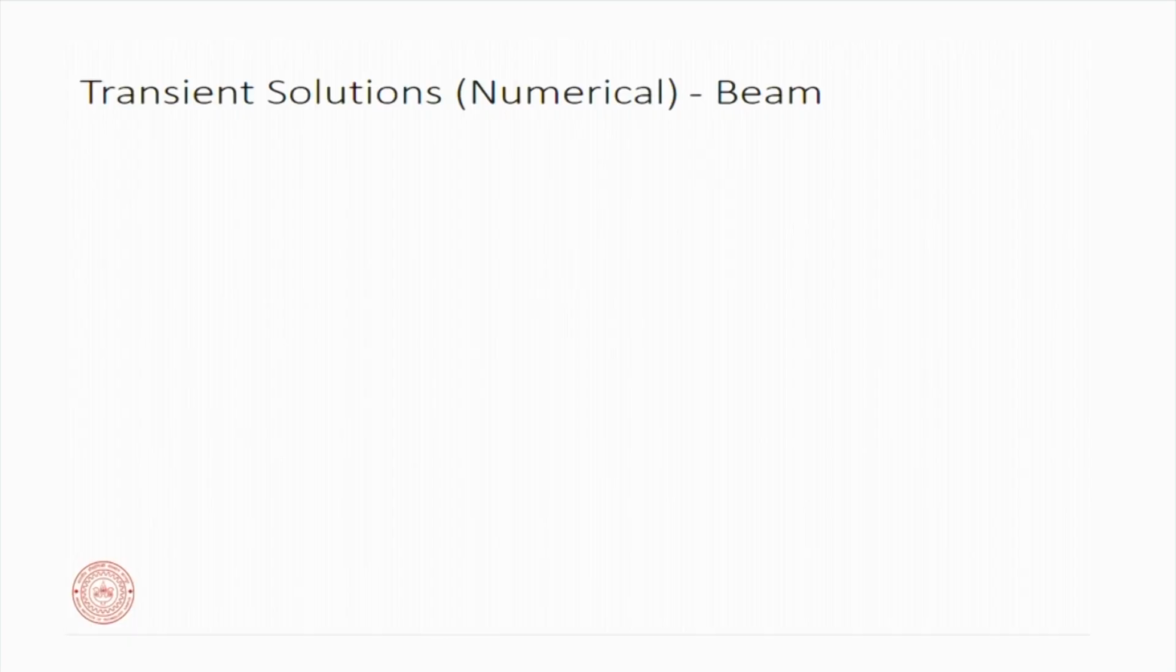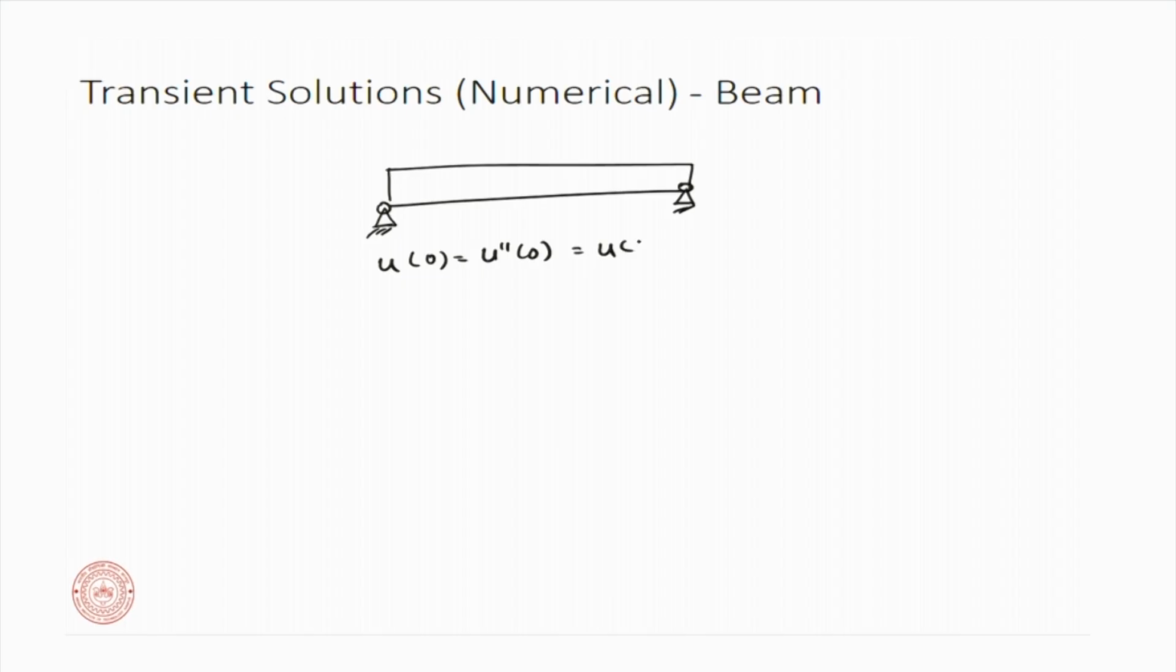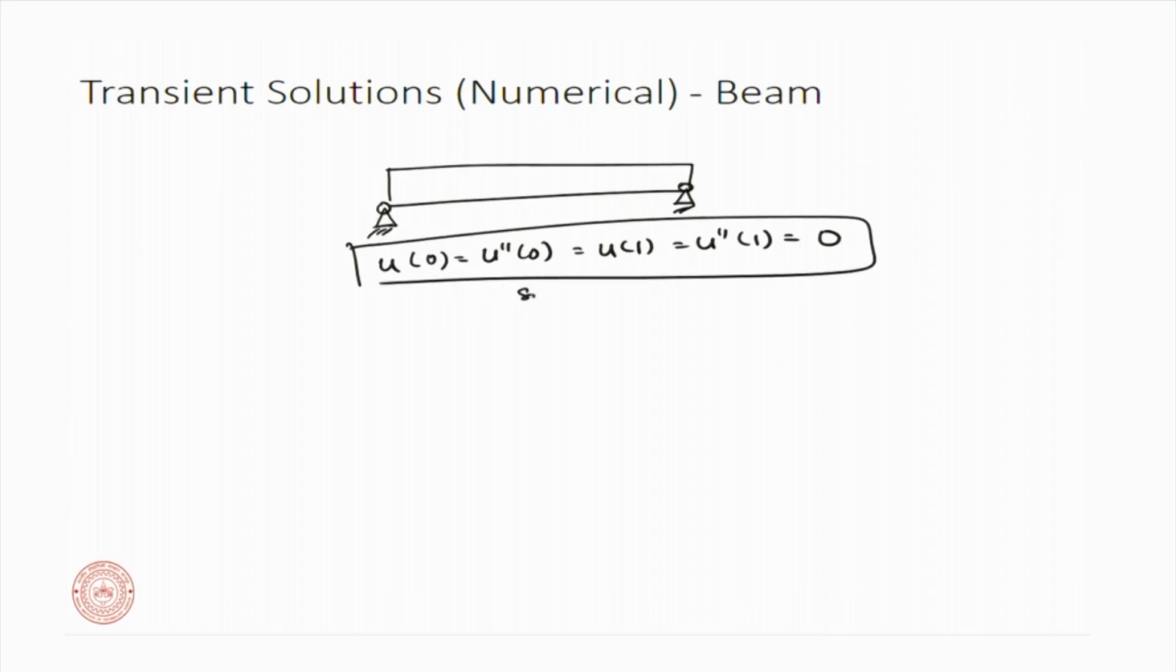For the case of a beam, we can do a similar analysis. So, we are taking a beam which is simply supported. If it is simply supported, then the boundary conditions become that u at 0 equals u double prime at 0 equals u at 1 equals u double prime at 1 equals 0. This is for a simply supported beam.